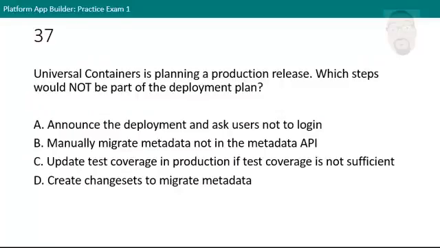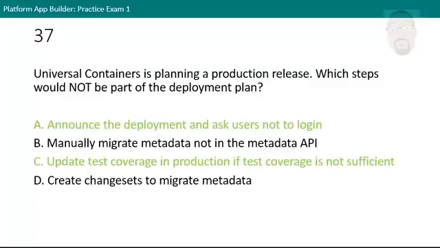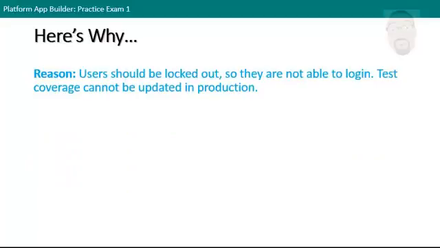Universal Containers is planning a production release. Which steps would not be part of the deployment plan? Announce the deployment and ask users not to log in. And update test coverage in production if test coverage is not sufficient. Users should be locked out, so they are not able to log in. Test coverage cannot be updated in production.